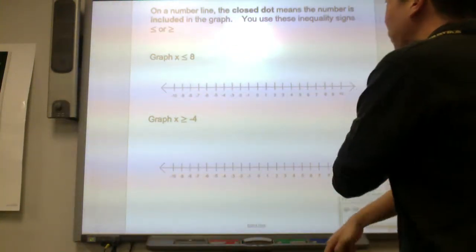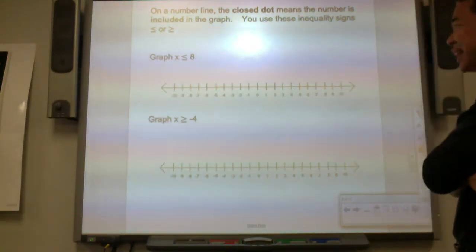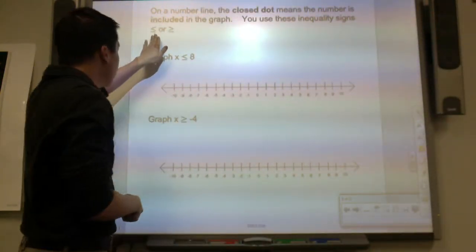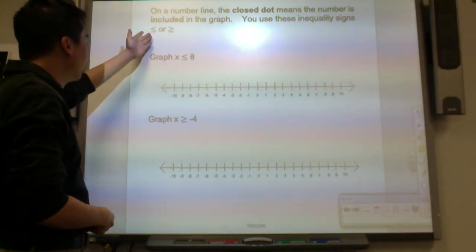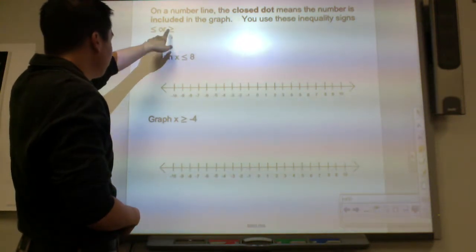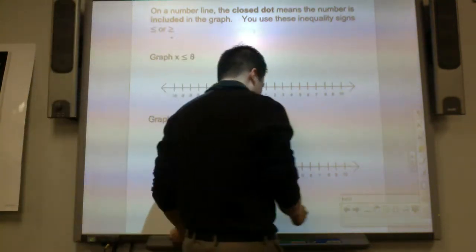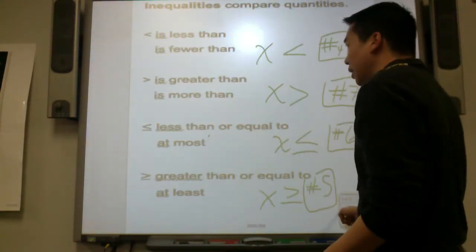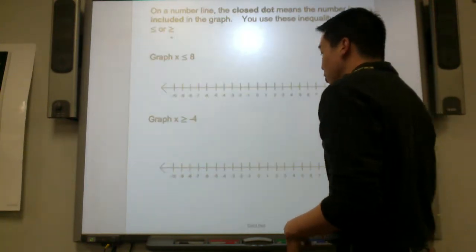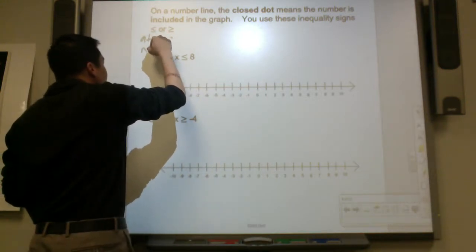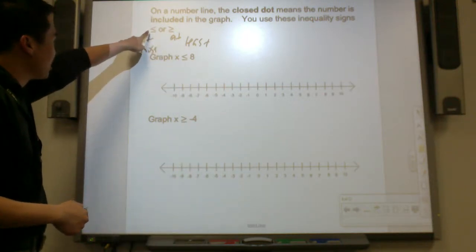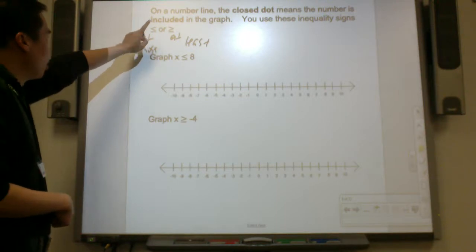Next one. On the number line, the closed dot means the number is included in the graph. You use these inequality signs: more than or greater than or equal to, or at least, that's the least it could be, and at most would be... wait, let me go back again to make sure I know it. At most, yes. So this one is at most. This one is at least. So at most, at least, or another way to say it is greater than or equal to, or this one's less than or equal to.